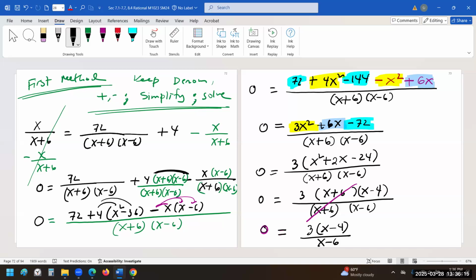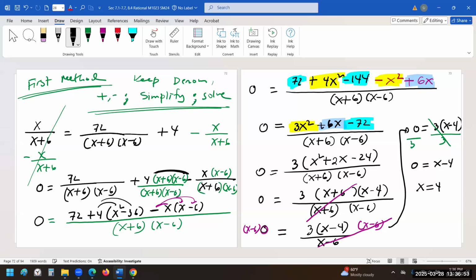How do you get rid of the denominator? Multiply. Multiply by x minus 6. No more denominator. We have 0 equals 3 times x minus 4. Only one solution. We get rid of the 3 first, because 3 doesn't have any x. If 3 had an x, we would keep it. But 3 doesn't have any x, so it's useless. So I get 0 equals x minus 4. So what is our answer? Only one solution, x equals 4.